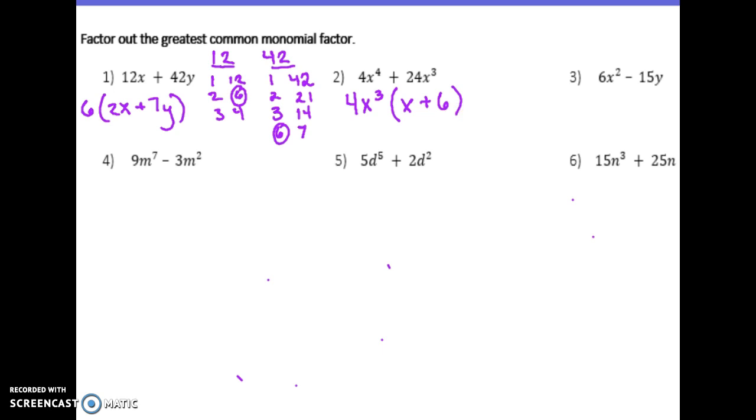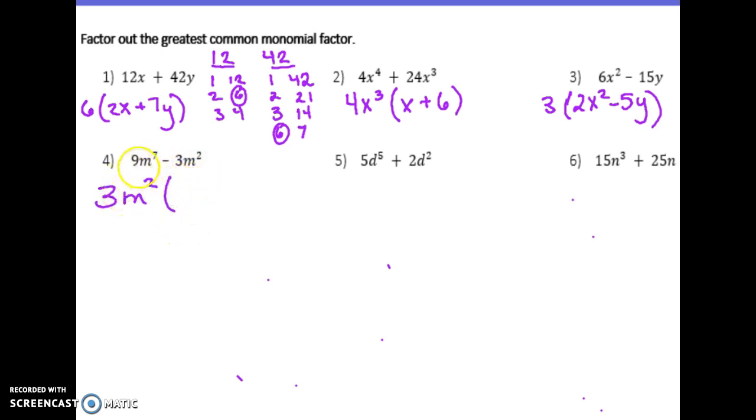Okay, number 3, I'm going to factor out a 3, but I don't have any variables in common, so I'm just left with 2x squared minus 5y. Okay, number 4, I'm going to factor out a 3 because I've got 9 and 3, and I'm going to get an m squared because that's the lowest exponent.